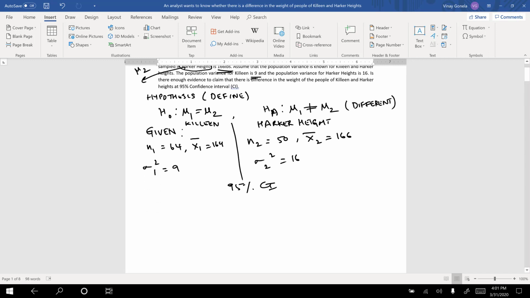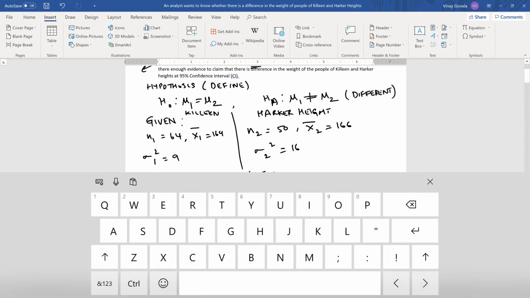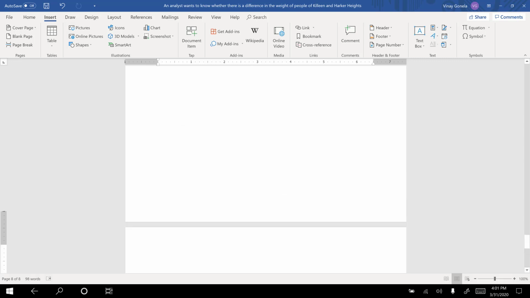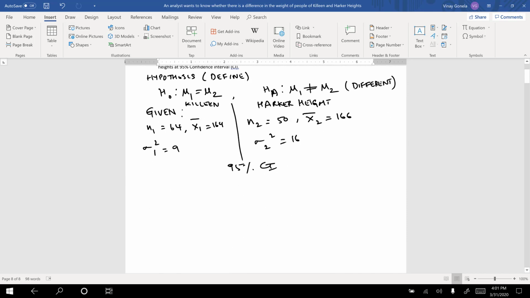Now the next step of a hypothesis testing is to compare the test statistic with the critical value.